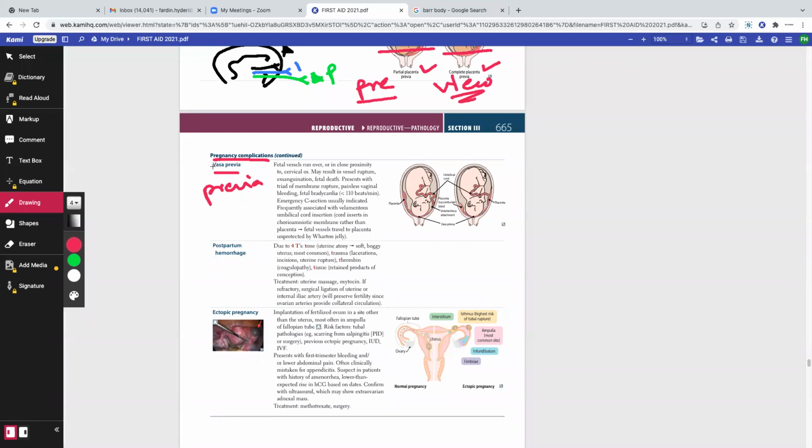So what is vasa previa? Vasa previa is a preview or a trailer of the umbilical blood vessels and the umbilical cord even before we should be seeing this. So this may result in vessel rupture, exsanguination, fetal death. This presents with a triad of membrane rupture, fetal bradycardia, and bleeding. So painless bleeding and fetal bradycardia. Fetal bradycardia is your sign that the fetus is in severe distress.